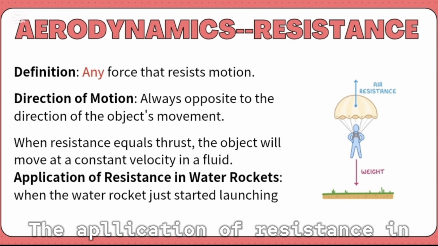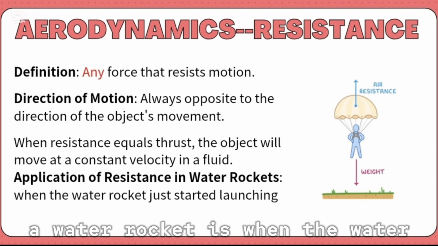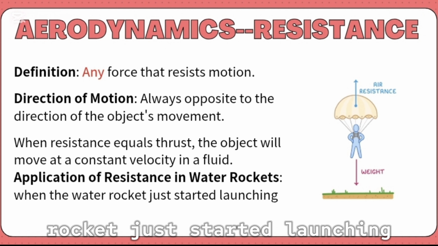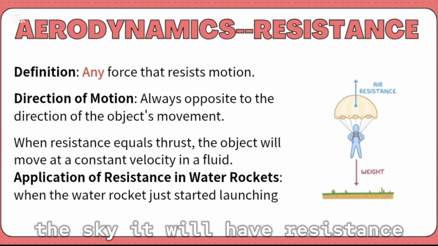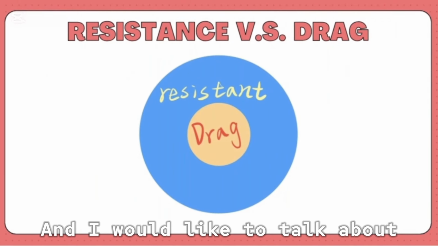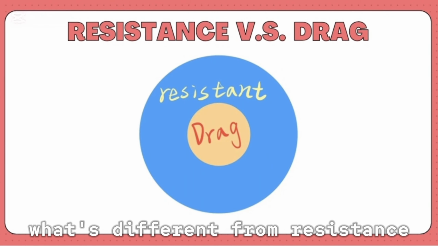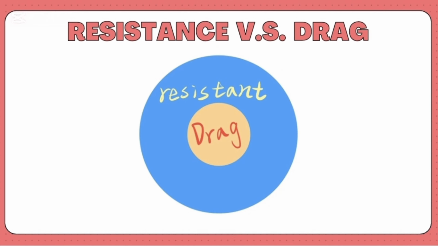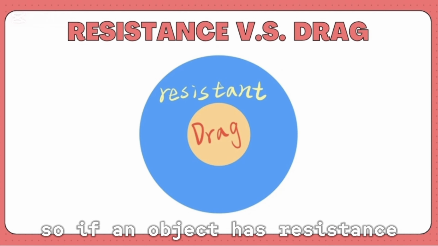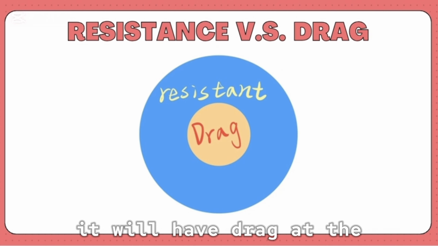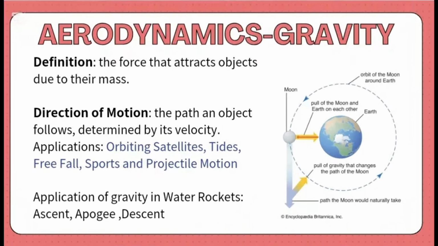The application of resistance in a water rocket is when a water rocket just starts launching, and when the water rocket flies in the sky, it will have resistance. And I would like to talk about what is different between resistance and drag. The drag is included in resistance. So if an object has resistance, it will have drag at the same time.